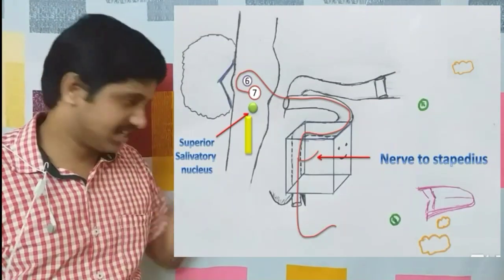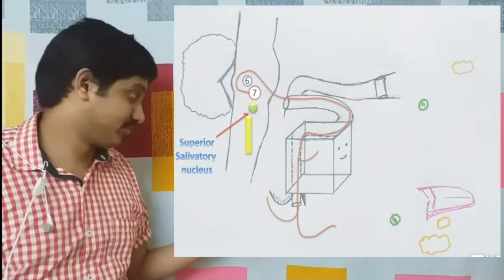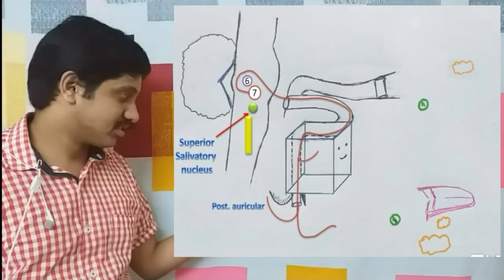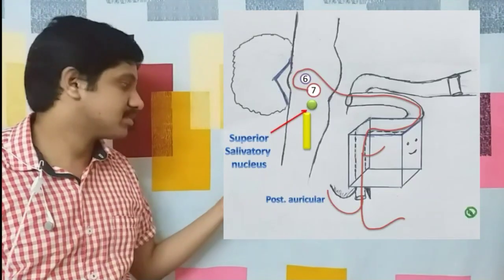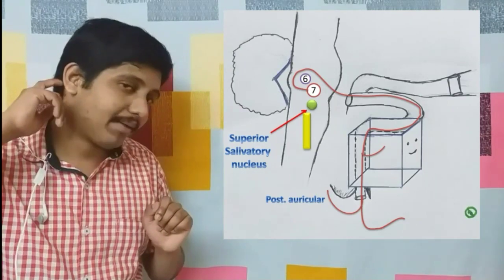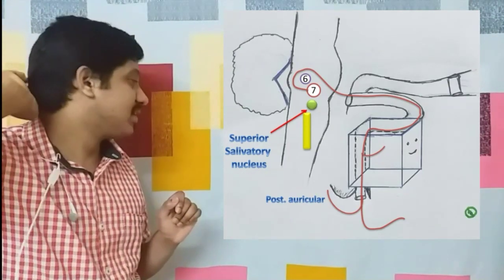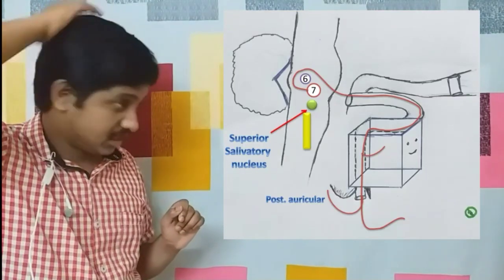Now the next branch. As soon as it comes out of the stylomastoid foramen, extracranially of course, the first branch is the posterior auricular branch, which supplies the auricular muscles as well as the occipital part, or occipital belly, of the occipitofrontalis muscle.